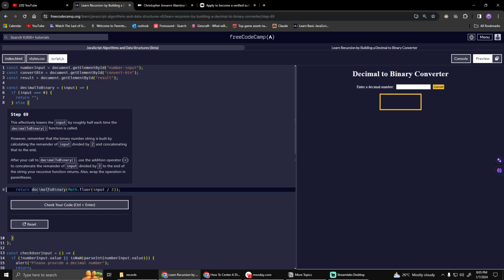So I guess inside it, after your call, so after we call this, we use an addition operator to concatenate the remainder of input divided by 2. So if it's remainder we are talking about, I reckon we use the modulo, to the end of the string your recursive function returns.